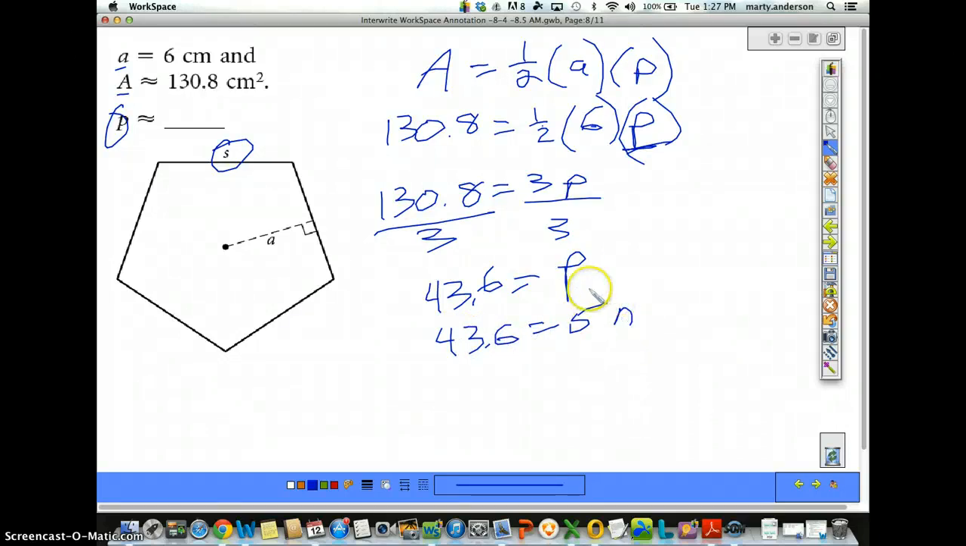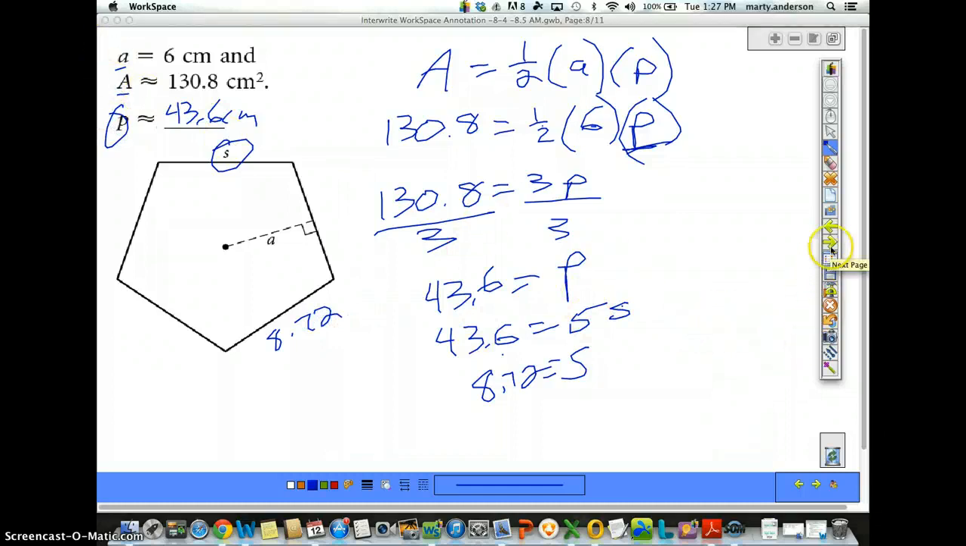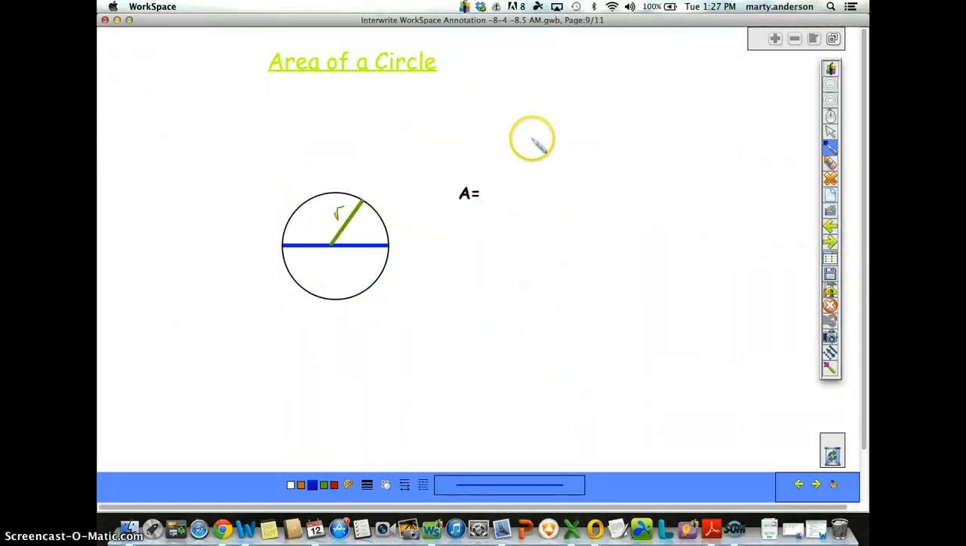5 times the side length, so I can take 43.6 divided by 5 and get 8.72. So this was a pentagon with side lengths of 8.72. They asked us for the perimeter, which was 43.6 centimeters, but we also found the side length to be 8.72. So make sure you keep track of what they're asking for. You can work backwards, just like the rest of it.